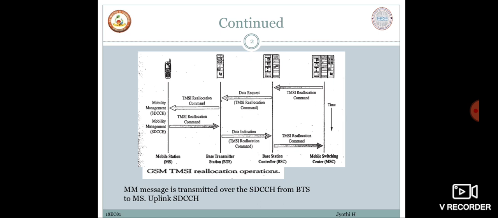The TMSI reallocation command is as shown in the figure on the screen. The mobility management message is transmitted over the standalone common control channel from the BTS to the MS. You can see that the TMSI reallocation command is transmitted from the MSC to BSC, BSC to BTS and BTS to MS. So this reallocation gives the indication about the channel allotment, that is, the mobility management will stand alone some of the channels and dedicate them for this paging control.